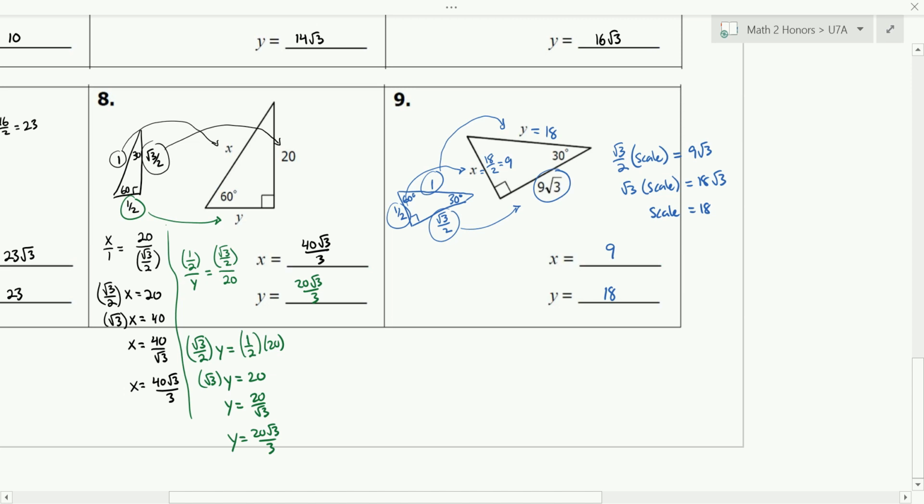But you don't have to. At first you're like, I don't know what it is, because you have to go from root 3 over 2 to 9 root 3. But if you look at my work here, that's how I solved for the scale, and I got 18. And then once you have that, it's easy to find x. But just know, scale factor can be useful sometimes, but you don't have to. Proportion is also useful sometimes.